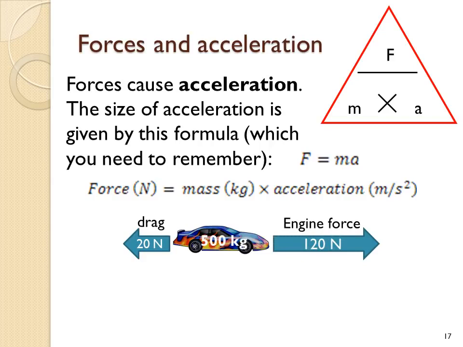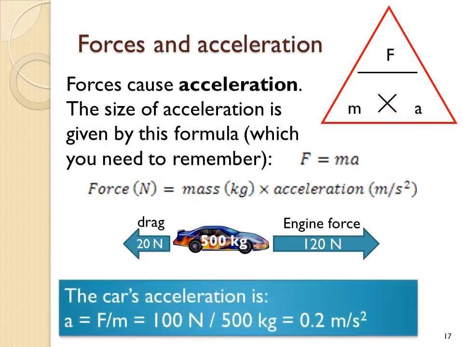This car is going to accelerate towards the right. To calculate the size of the acceleration, you first need to work out the unbalanced force, F, and then rearrange this equation to make a the subject. So a would be force divided by mass, which is 100 newtons, the unbalanced force, divided by the mass of the vehicle, which is 0.2 meters per second squared.